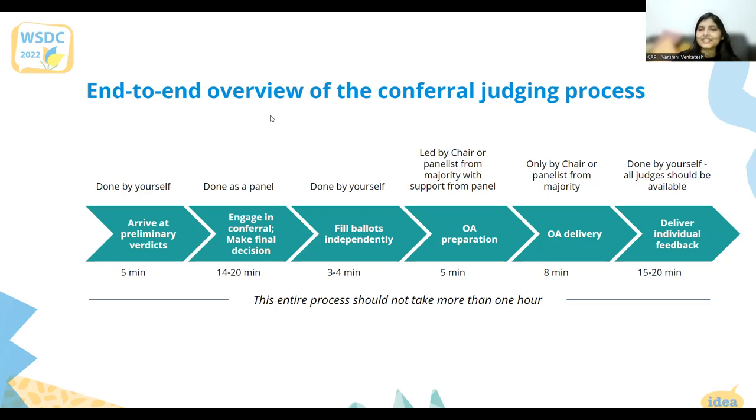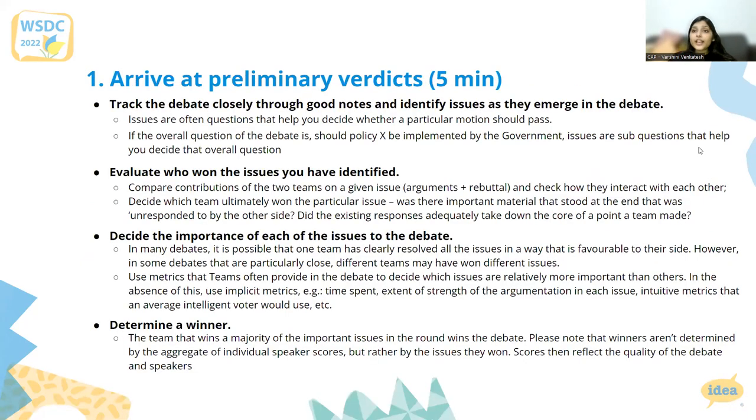Hopefully that's a yes. Okay, so we're going to watch two speeches after this upcoming slide. So the first is, how do we arrive at preliminary verdicts? Four-step process. First is track the debate closely through good notes. Identify the issues as they emerge in the debate.